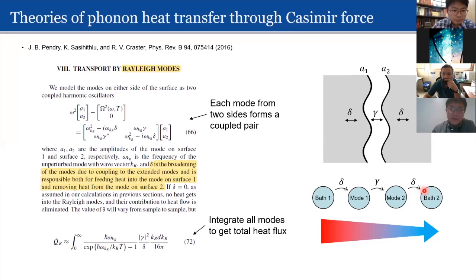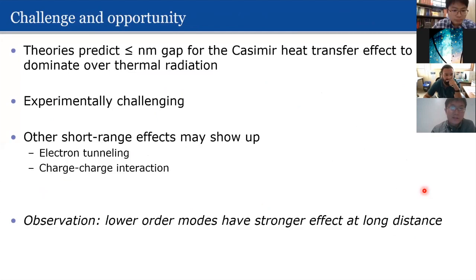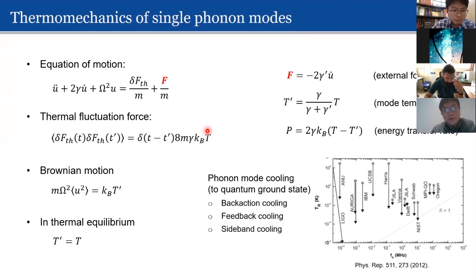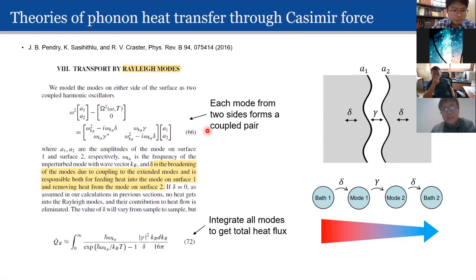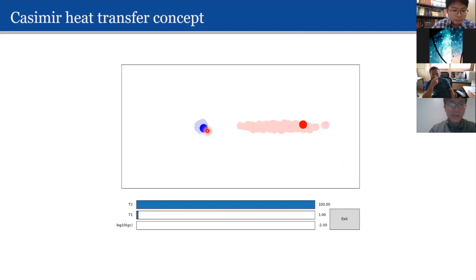So we are really trying to use this single mode method to look at the Casimir heat transfer effect. Again, coming back here, if we use a traditional method, it's really hard to achieve a sub-nanometer gap and some other short-range effects. But if we look at heat transfer through a single mode, we have hope to look at the effect in a much cleaner way and also at a larger distance. The concept is very simple. Once you understand the concept, the remaining is experimental detail.